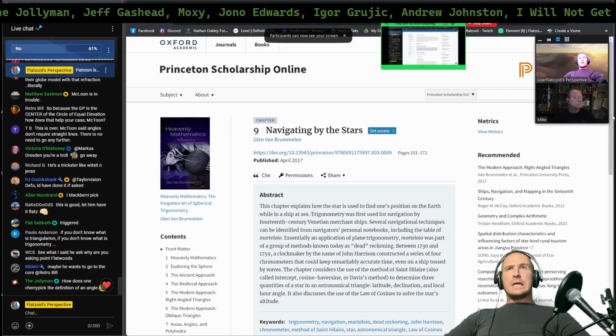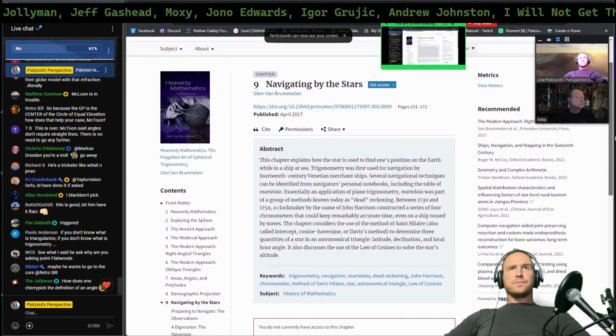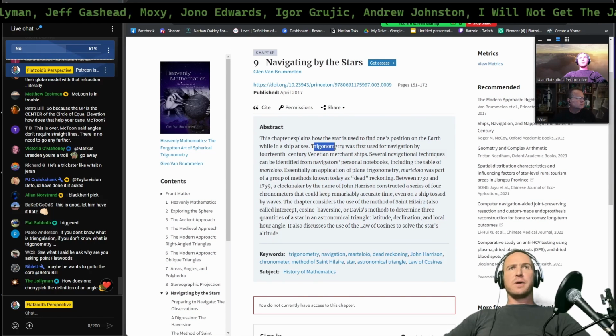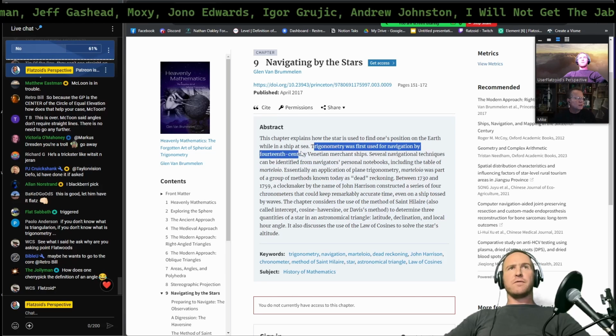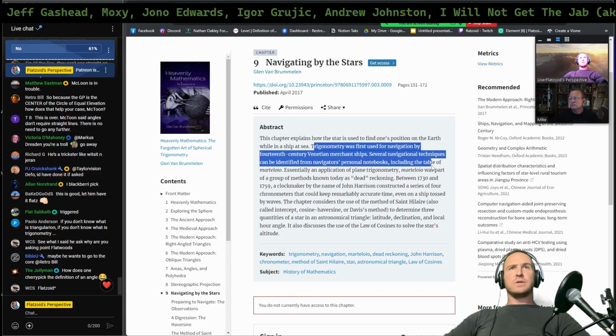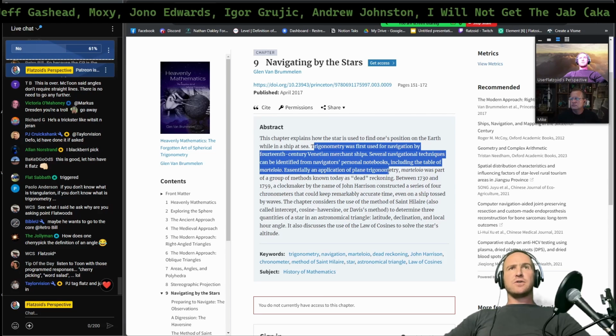Okay. Navigation by the stars. Okay, this is obviously different techniques. Talking about trigonometry, it was first used in navigation by the 14th century. Several navigation techniques can be identified in navigators' personal notebooks, including the table, the application of plane trigonometry.